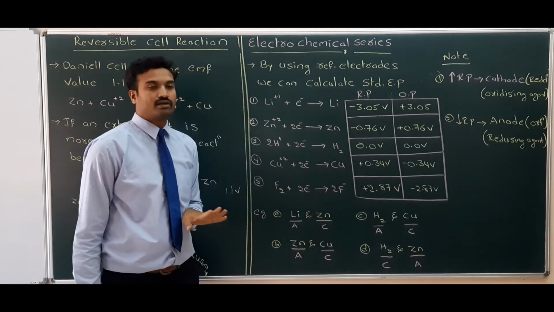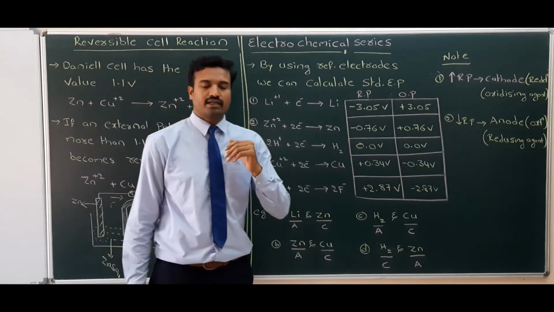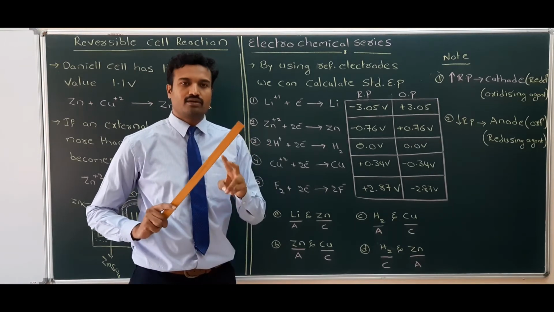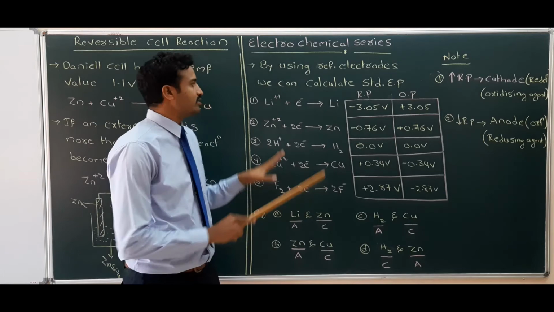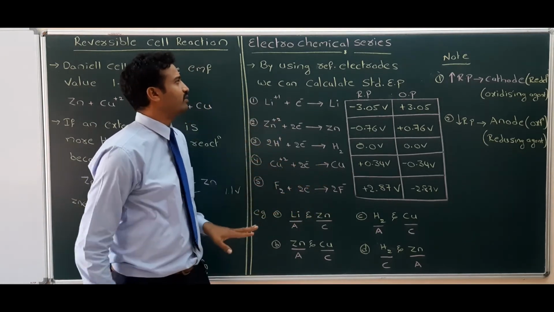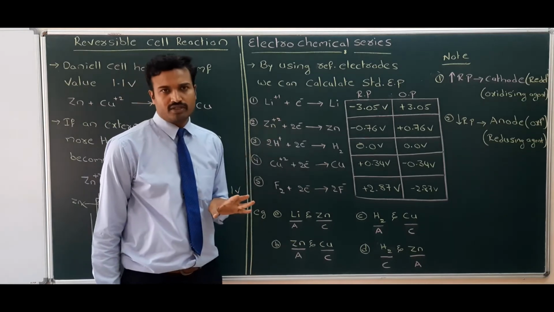This is about the electrochemical cell. If we construct any cell, which electrode acts as a cathode and which acts as an anode depends on these values. You need to remember a few values. These are the important values of standard electrode potential.